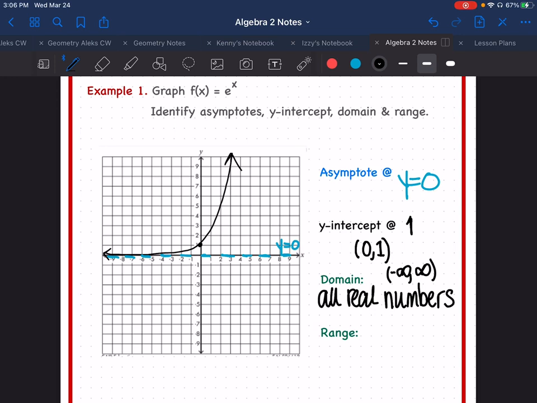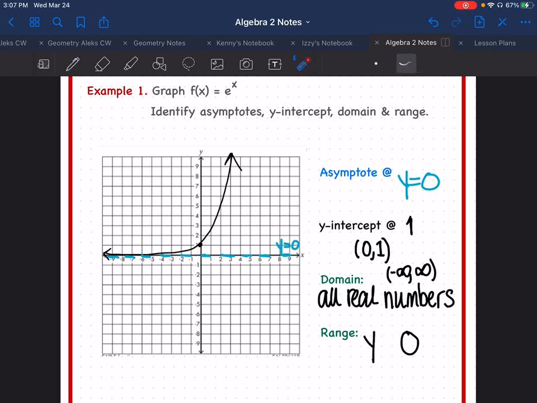Now my range is going to be stopped by my asymptote, because my asymptote right here says y equals 0. So my range is going to be y and 0, and I have to decide if they're the y values bigger than 0 or the y values smaller than 0.